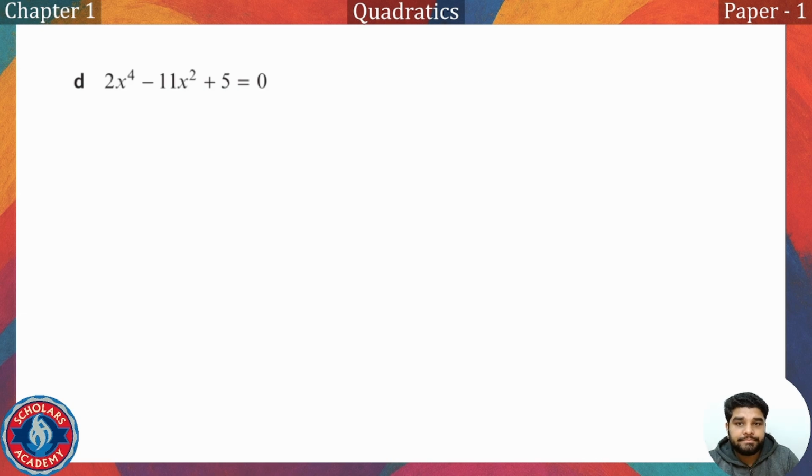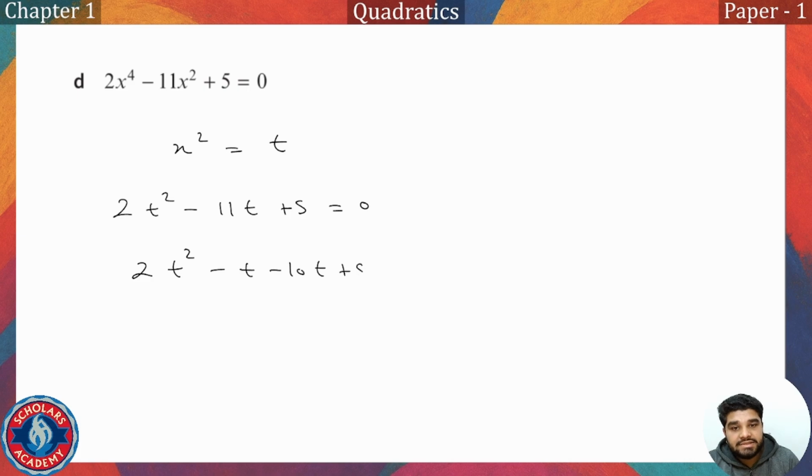Part number D. I can again say that x square is equal to t. So substituting this in equation number 1, I'll get 2t square minus 11t plus 5 is equal to 0, right? So the product over here is 10 and the sum is minus 11. So we can split this into 2t square minus t and minus 10t plus 5 is equal to 0.